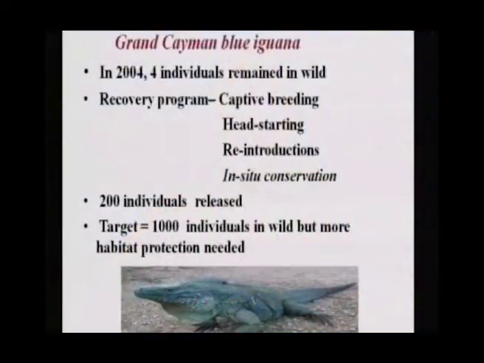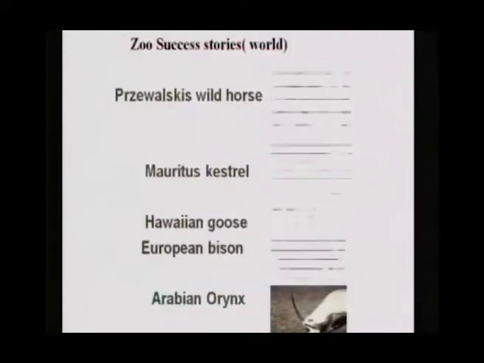The other success story of captive breeding is the Grand Cayman blue iguana. This is from the Cayman Islands. In 2004, just imagine, only 4 individuals remained in the wild. But because of recovery programs like captive breeding, head starting, reintroductions as well as in situ conservation, 200 individuals have been released into the wild. But the target is 1000. We can achieve the target, but there is no wild habitat for protecting them.